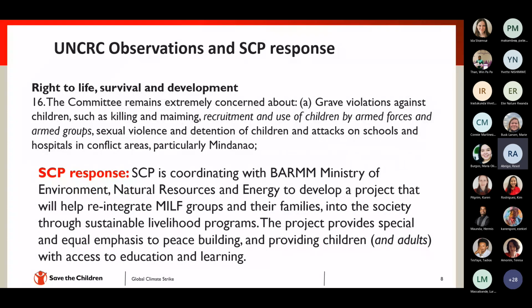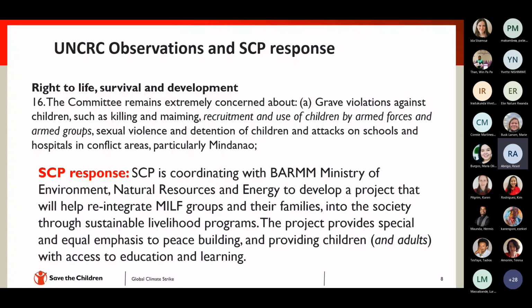Another one that I wanted to share with the group is that in terms of the rights to life, survival, and development, the observation says that the committee is extremely concerned about grave violations against children, such as killing, maiming, and recruitment and use of children by armed forces and armed groups. Just to give a very brief background, in the southern portion of the Philippines, there's a region that has been under armed conflict for decades now, and we call that the Bangsamoro Autonomous Region in Muslim Mindanao.